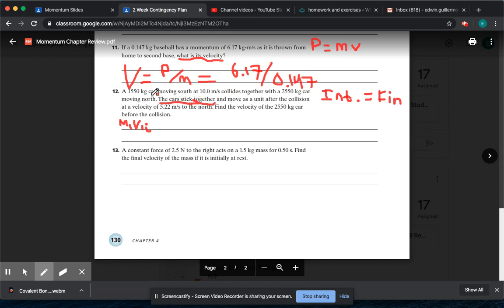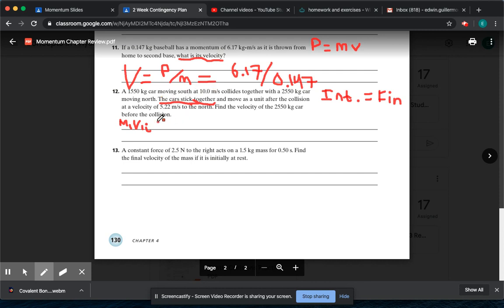And now, we got north and south, right? Okay, so quick question. If this is going south, that means the V1I, is it going to be positive or is it going to be negative? Remember, we call south negative. So when we plug this number in, just know that that should be a negative 10 because it's moving south.